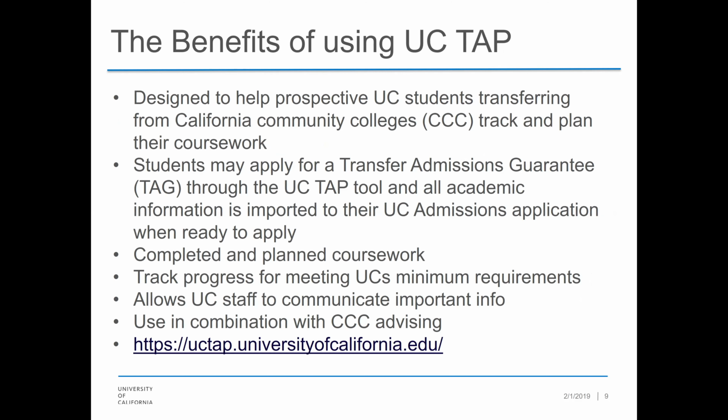So what are the benefits of using the TAP tool? It is designed to help prospective UC transfer students from community college track and plan their coursework. Students can apply for a TAG through the TAP tool, and it imports all their academic information into both the TAG and the UC application. It lets you know what you've completed, and you can plan your courses. You can put in the courses you've taken and also the courses you plan to take, and use the check. It's going to assess whether you're meeting our eligibility. So you can use that to check off any of the requirements you need to meet in order to be eligible to apply.